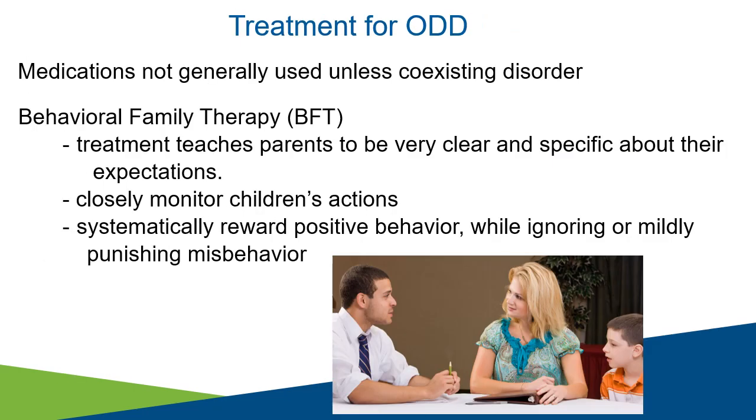Interestingly, the treatment for ODD, oppositional defiant disorder, is not really aimed at the child itself. It's mostly aimed at teaching the parent how to deal with the child. So this is called behavioral family therapy because you're teaching the family how to behave around the child. So basically it teaches them to be clear with their expectations, closely monitor the child's behaviors, as well as rewarding positive behavior and ignoring misbehavior. So kind of like you're training a dog. You only want to reward the good behavior and not acknowledge the bad behavior because that will lead it to continue.